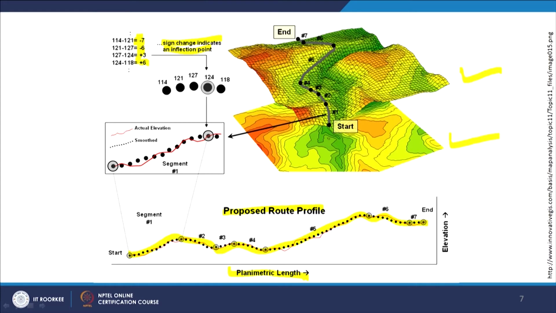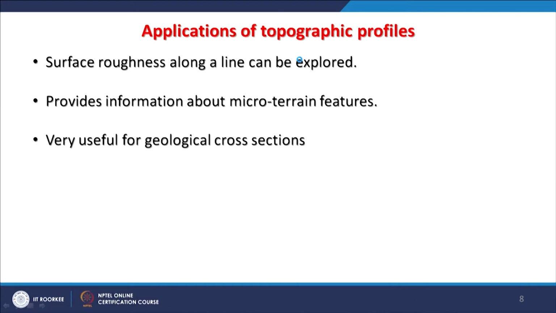So, topographic profile along a straight line or along an arbitrary line is very useful information for many kinds of projects. Now, what are the applications? Some of them we have already discussed. Surface roughness along a line can be explored and understood, which provides information about micro terrain features, how smooth the terrain is, how much ruggedness is there. When we have to compare two, then we can find out which one is smoother, which one has more ups and downs. Very useful for geological cross sections. This point I have already discussed that in any geological cross section, the first requirement is to have a topographic profile along a line. Now, that line can be straight or an arbitrary line.